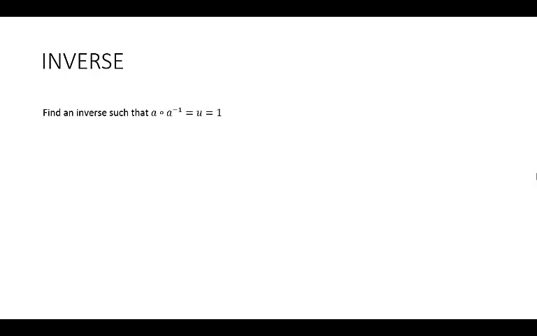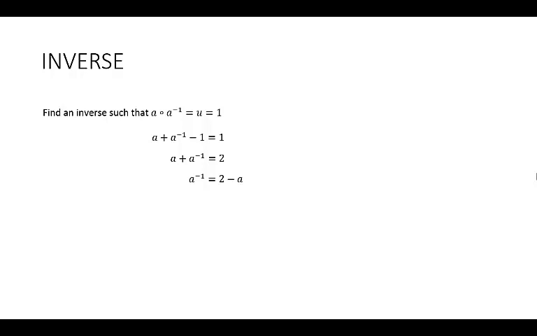Now, finding the inverse. So we've just found the identity element, and now we need to find an inverse such that a * inverse of a equals u, which in this case is equal to 1, which we've just found. So it looks like this. a + inverse of a − 1 must equal 1. And then when we simplify that, we get to the point where the inverse of a equals 2 − a.